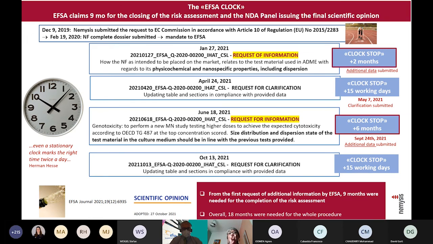Overall, by our side, 18 months were needed for the whole procedure. This is to say that from a certain point of view, when we were requested to implement our application, the new 2021 guidelines was not published yet. So it was for us a sort of surprising back to the future. But I have to say that instead, that was a great process, because in our view, the overall application at the end was absolutely more scientifically sound than in the beginning.